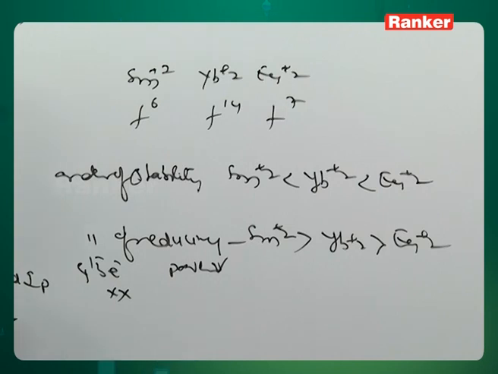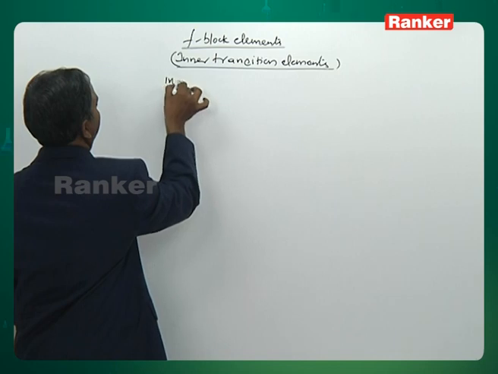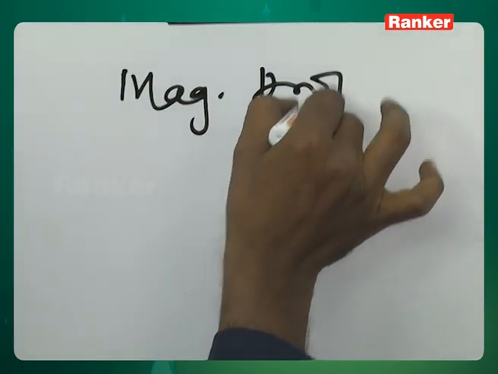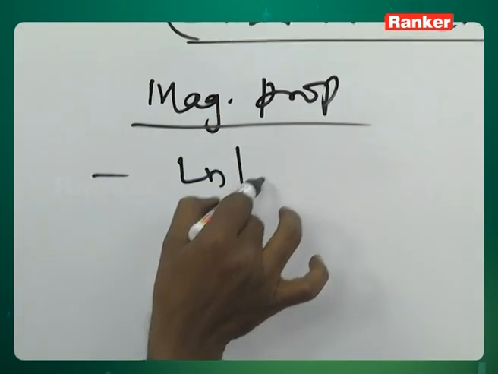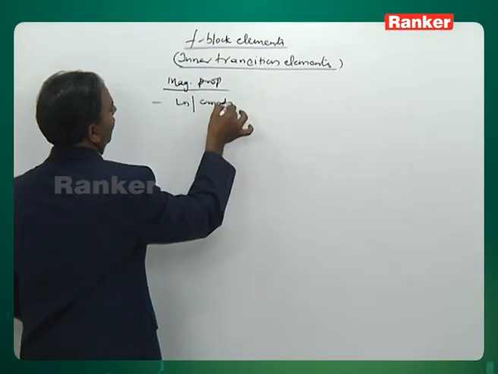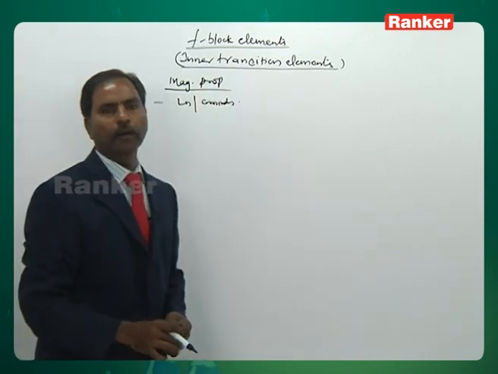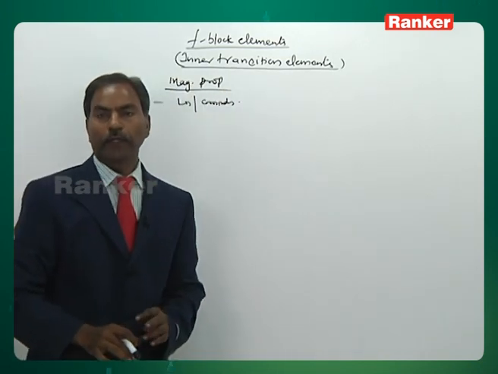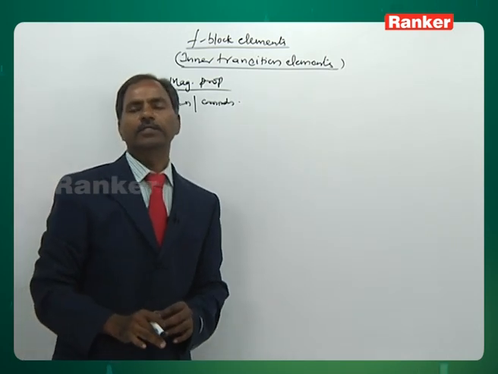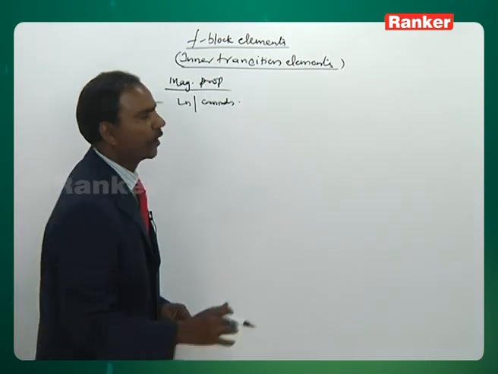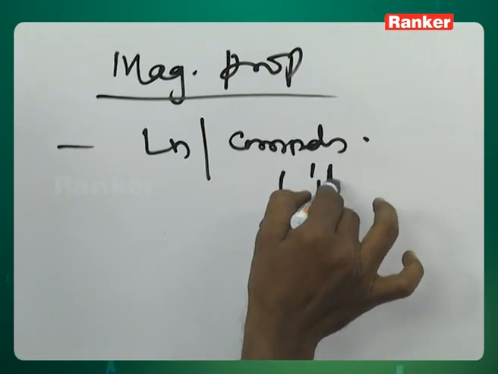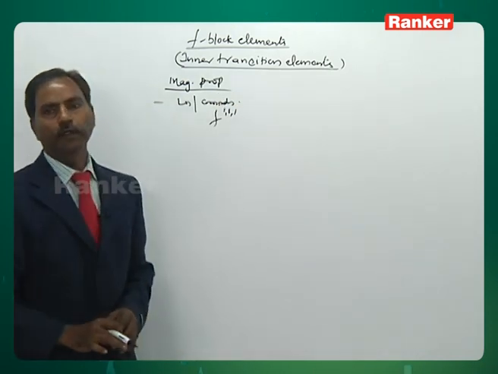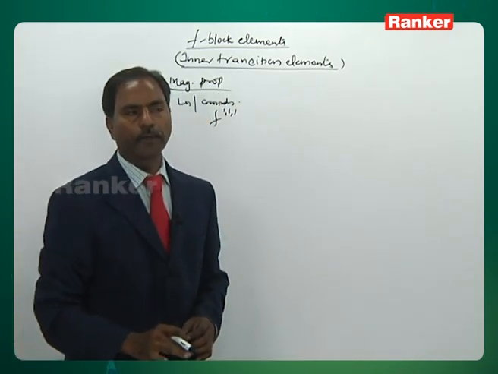Next, let us have a discussion about magnetic properties of lanthanides. Most of the lanthanides and their compounds exhibit paramagnetic property. Why do they exhibit paramagnetic property? Because of the presence of unpaired electrons in the f orbital. Unpaired electrons in the f orbital are exhibiting paramagnetic property.